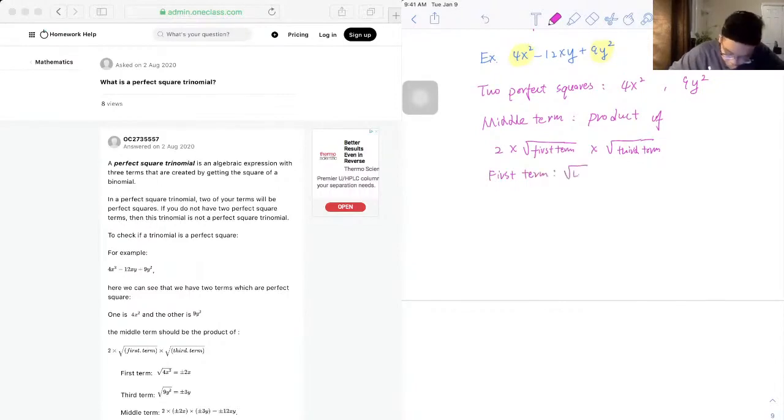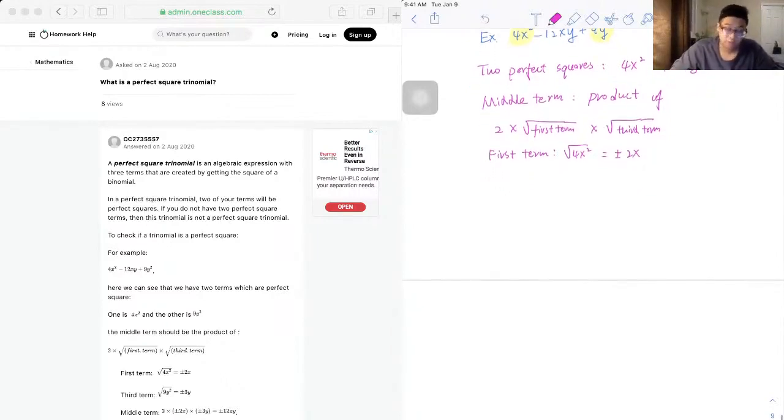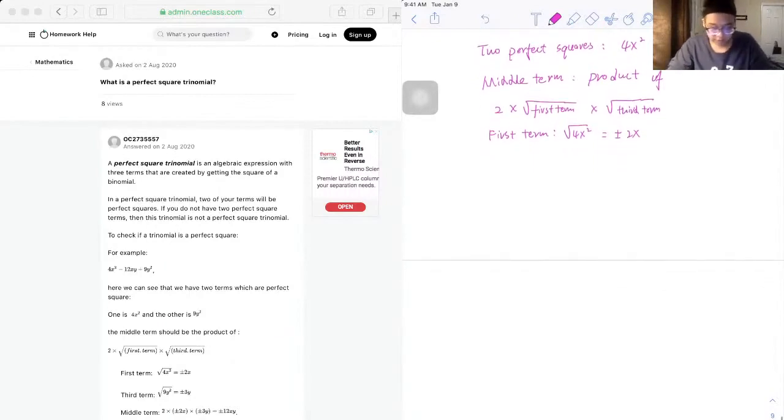The square root of 4x squared is positive or negative 2x, because 2x times 2x is equal to 4x squared, and negative 2x times negative 2x is still equal to 4x squared. And our third term is the square root of 9y squared, which is positive or negative 3y, because 3y times 3y is 9y squared, and negative 3y times negative 3y is still equal to 9y squared.